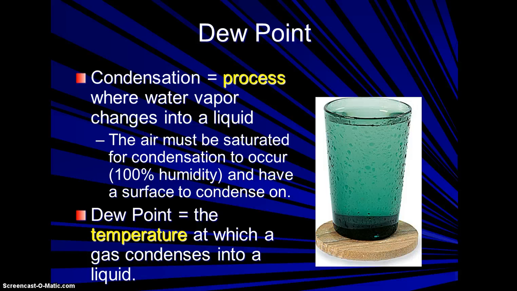This is exactly how clouds are formed. Obviously not with a cup, but the water vapor in the clouds attaches to pieces of dust, and then it can turn back to a water droplet. Now, the exact temperature when those water droplets form on that cup is called the dew point. So dew point is the temperature when condensation actually happens.